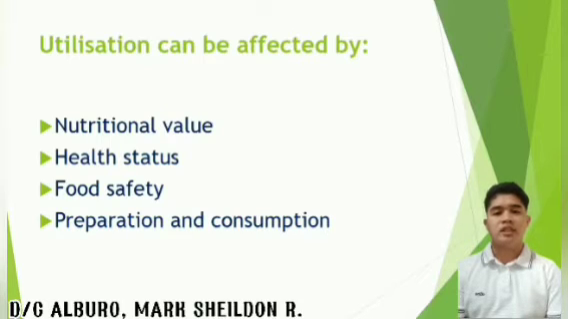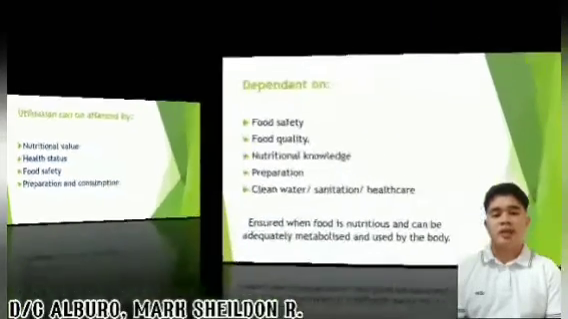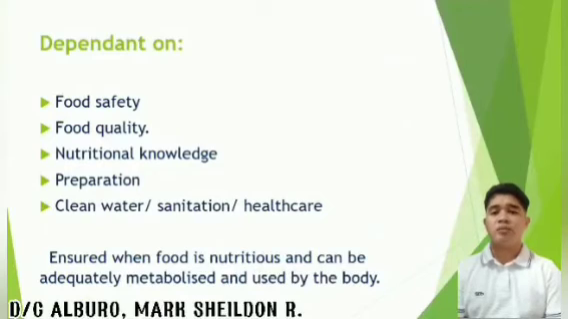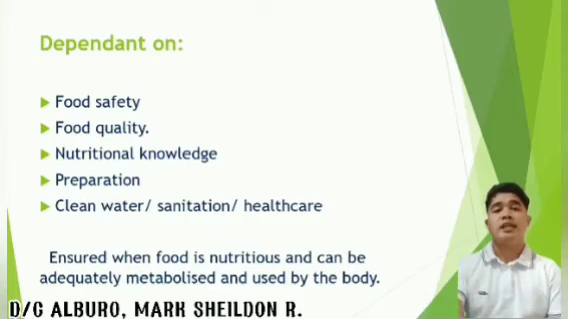These are the resources such as cooking tools and fuel, and the knowledge and ability to prepare and consume food in a healthy and hygienic way. So, utilization of food depends on food safety, food quality, nutritional knowledge, preparation, clean water, sanitation, and healthcare. It also ensures that food is nutritious and can be adequately metabolized and used by the body.